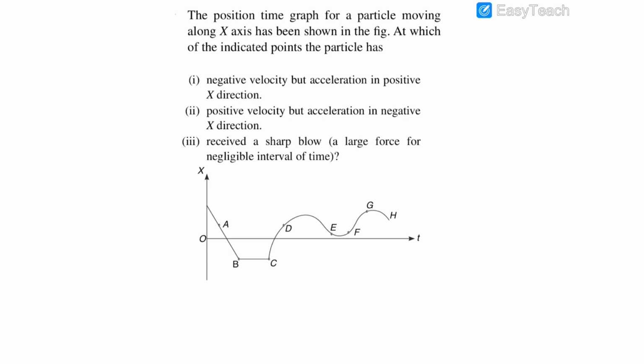You can see that at point A there is no acceleration because the x-t graph is a straight line. In region BC the velocity is 0 in fact. At point D velocity is positive, and at point E you can see that velocity is negative, because if we draw a tangent then its slope is negative, and acceleration is positive because this curve is opening in the upward direction, therefore acceleration is positive.